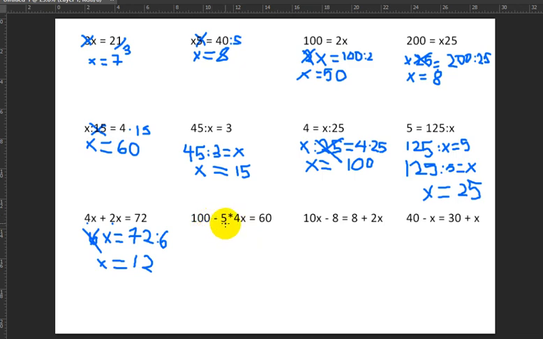So here we have 100 minus 5 times 4x. Before we continue, we can do this 5 times 4, and that makes 20. So this will become 100 minus 20x equals 60. Right?